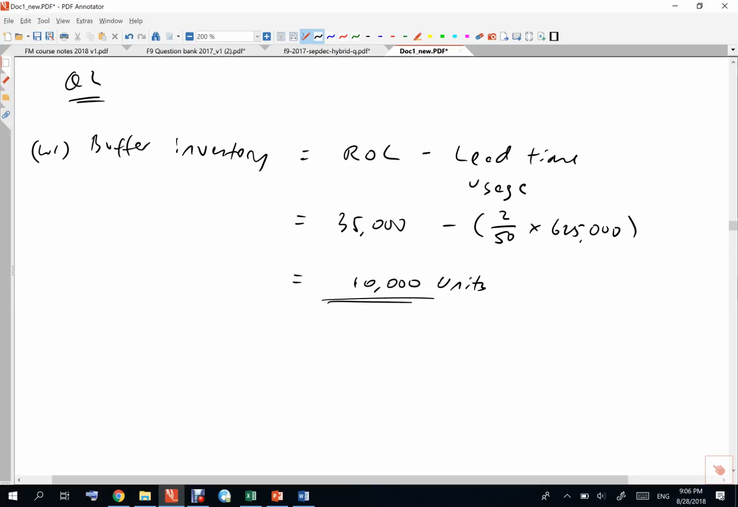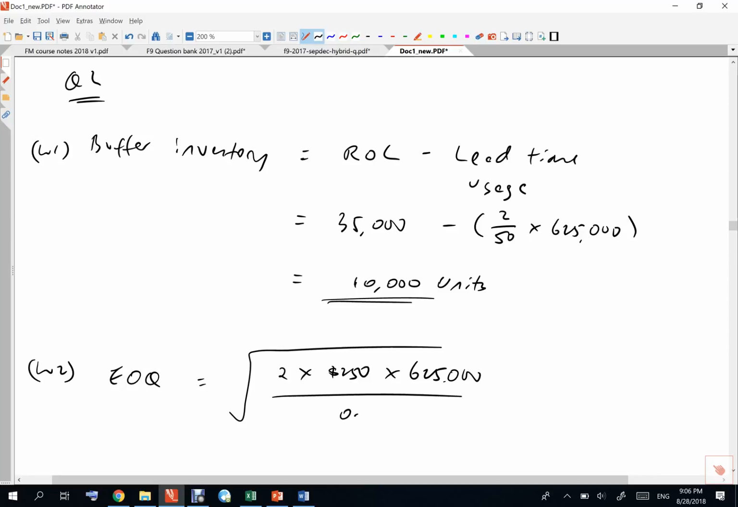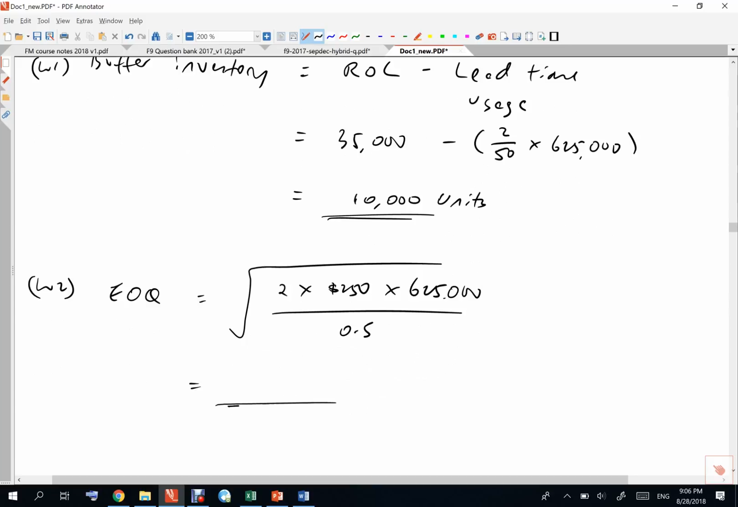Working number 1. And then working 2, EOQ. 2 multiply per order 250 multiply 625,000 over 0.5, and EOQ is 25,000 units.